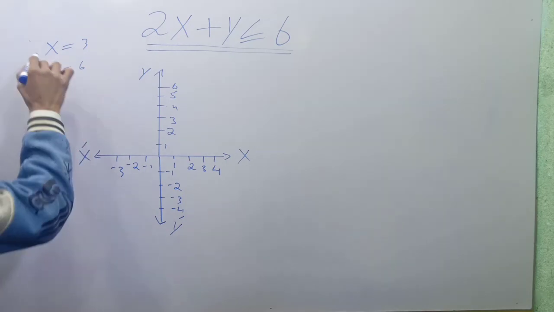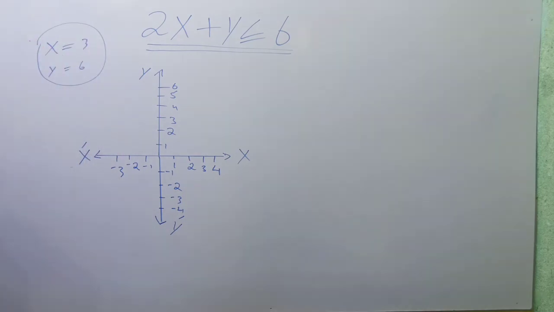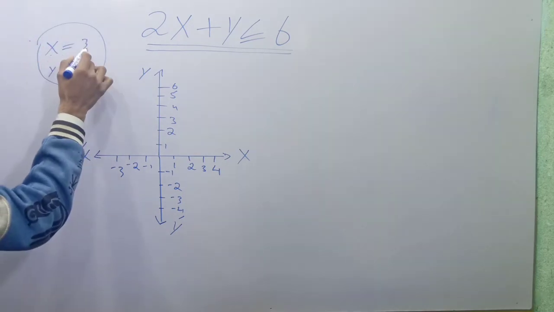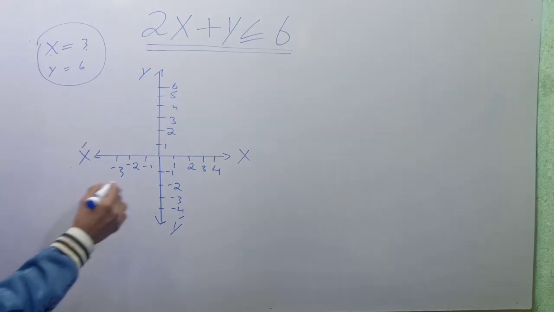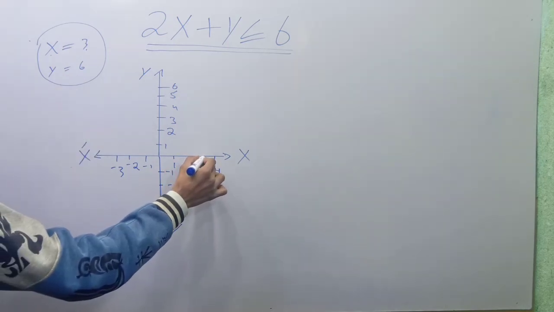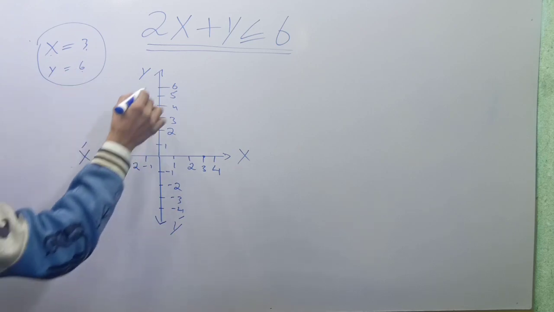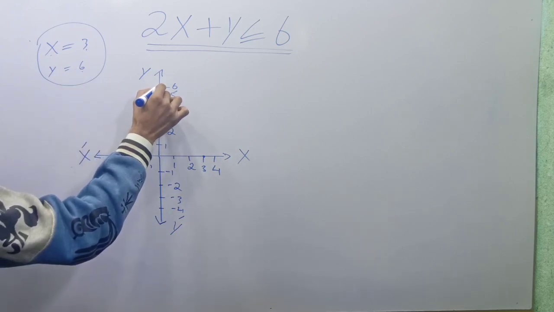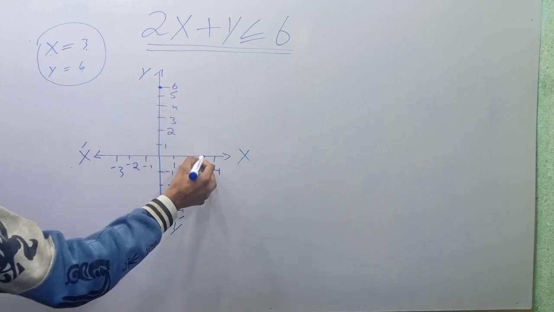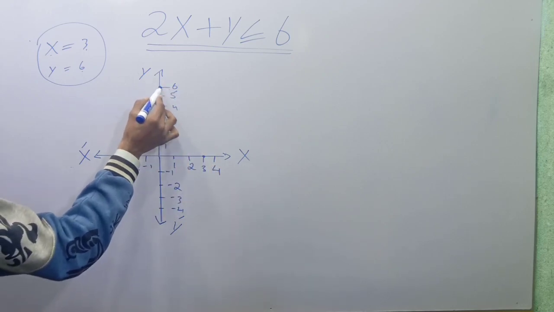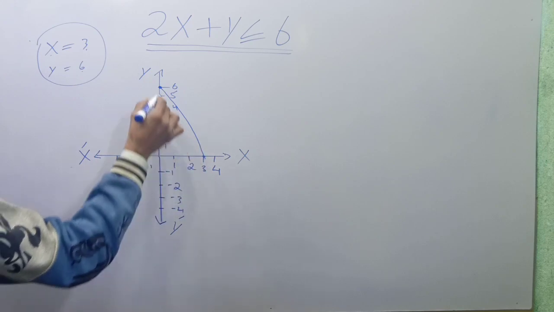As the x-intercept is 3, on the x-axis 3 is a point, and y is equal to 6 is that point. And now we have to join these two points.